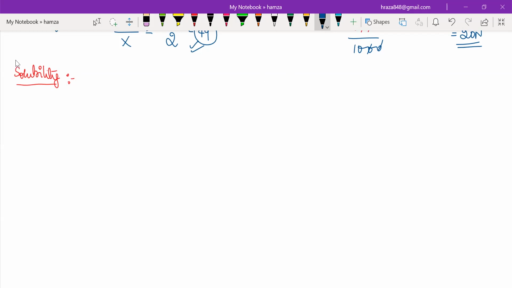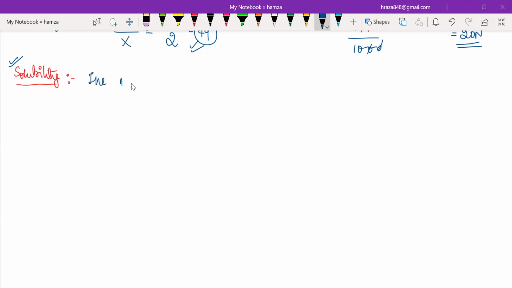Now see, solubility. What is solubility? Basically, in a specified amount of solvent, the maximum amount of solute that can be dissolved in that solvent is called solubility. We can take an example: just take 1 liter of water and take sugar. The maximum amount of sugar that can be dissolved in that water is called solubility. So I'm going to define it.